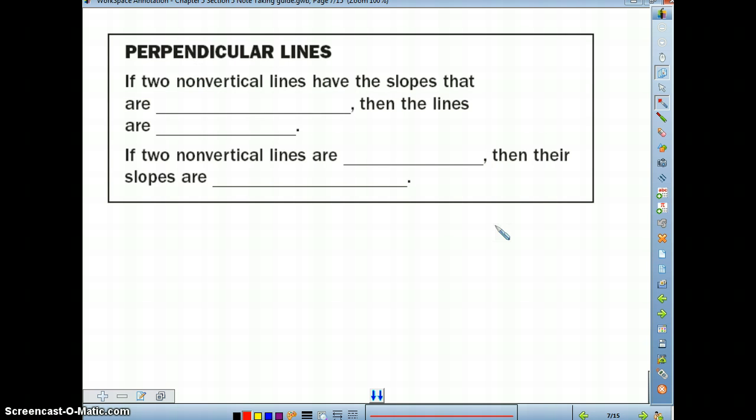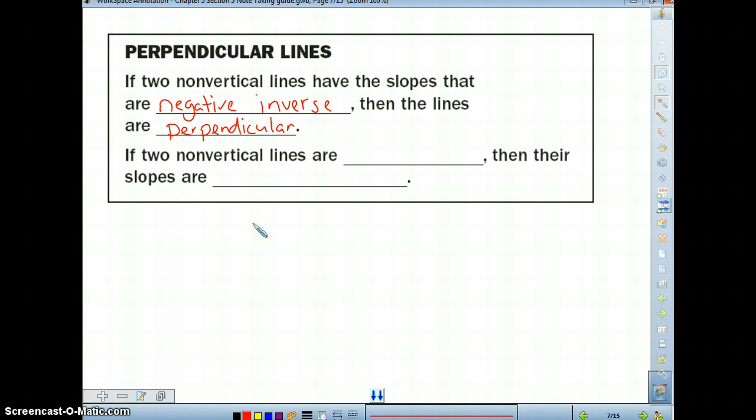Alright, so now let's go to perpendicular lines. When we talk about perpendicular lines, remember, it's crossing once, and because it's crossing once, they have to have different slopes. Well, how do we figure that out? If two non-vertical lines have slopes that are negative inverses, or negative reciprocals, then the lines are perpendicular. So it's got to be the negative inverse.